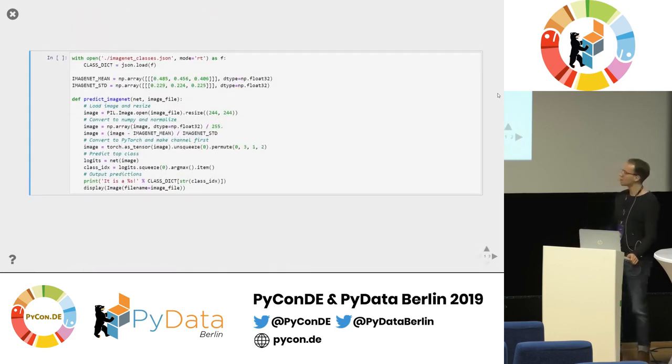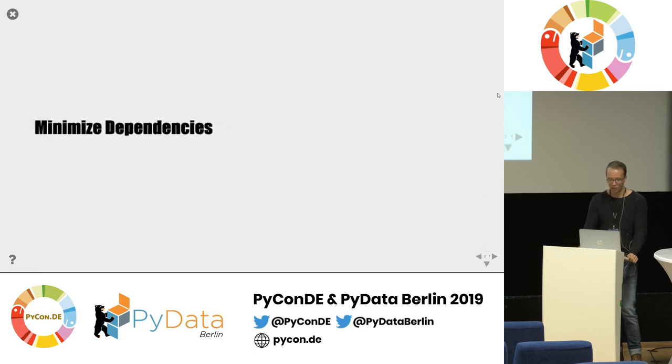This is our deployment code, which is just a small function that takes an image from disk, pipes it through the network, and says which class the network predicted. Now we're going to see if our first promise is fulfilled. We will see how the JIT minimized the dependencies of our network.